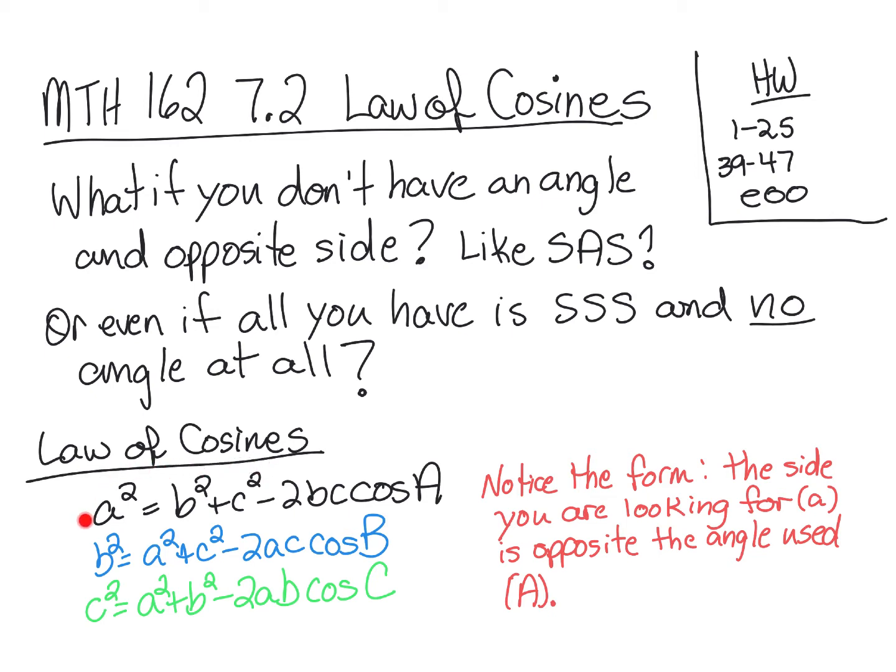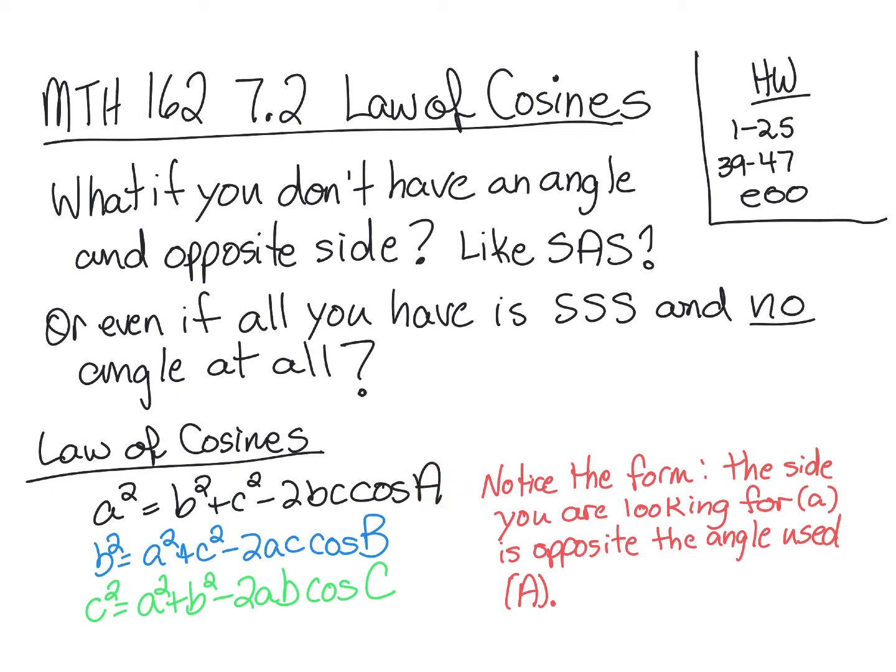This kind of looks like the Pythagorean theorem, but remember, we're dealing with non-right triangles, so you have this adjustment here at the end. Look at all three forms of this. It's just a matter of what names you give each angle and each side. They're all the same formula. Make sure that you're looking for the right thing.